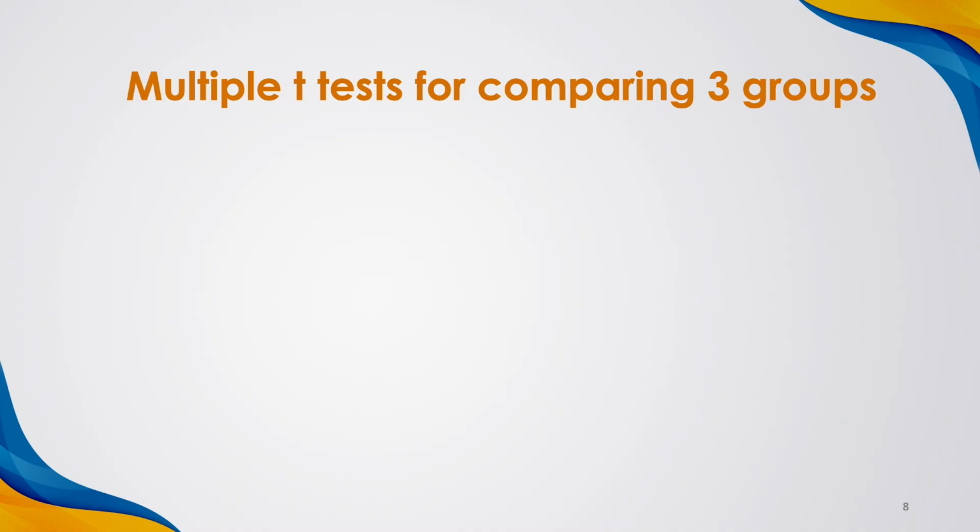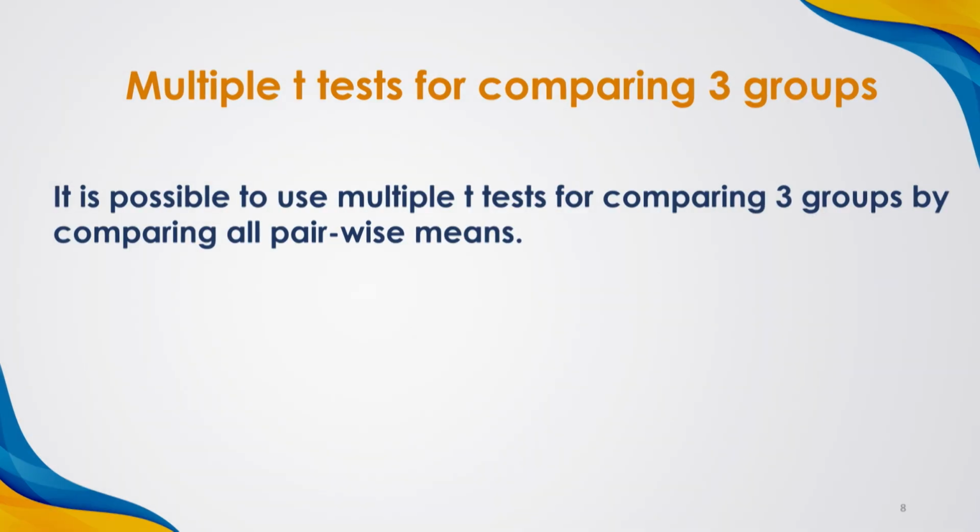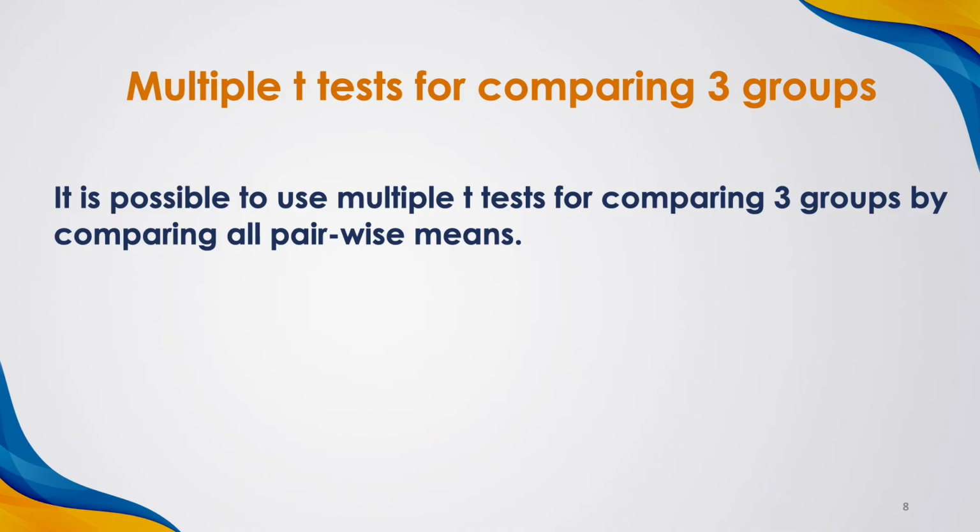So, for the above scenarios, it is possible to use multiple t-tests for comparing 3 groups by comparing all possible groups of means, that is, all pairwise means we want to compare. But how?